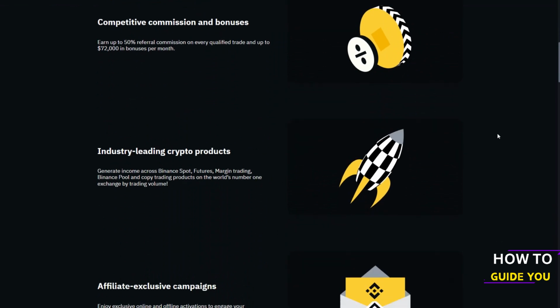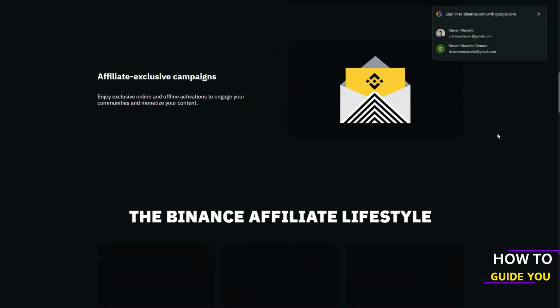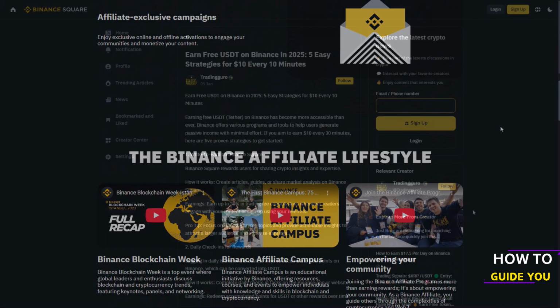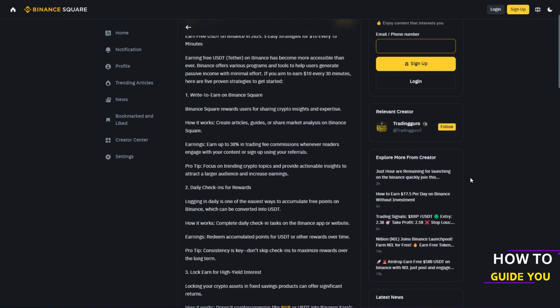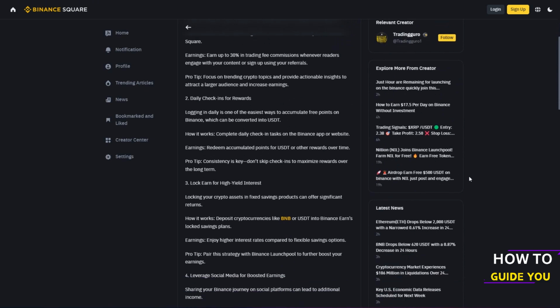Then we have locked savings. For higher interest rates, consider locked savings, where you commit your USDT to a fixed period ranging from 7 days to several months. Next up is Launch Pool, which allows you to stake your USDT in Binance to earn new tokens from upcoming projects. While the rewards are in tokens, you can convert them to USDT on the spot market.